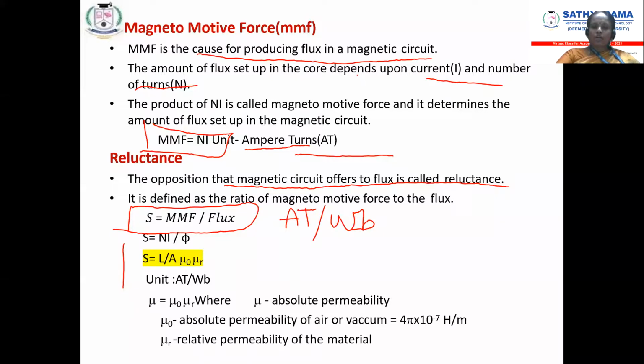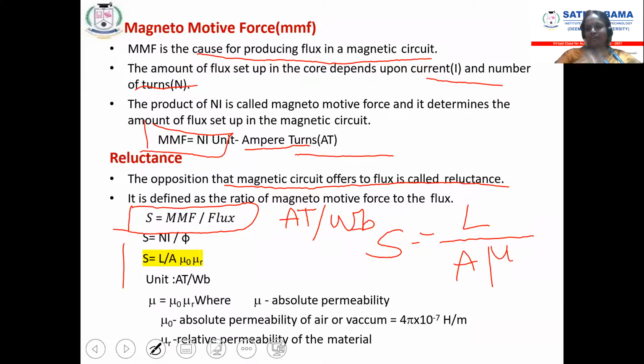Similarly, reluctance S also depends on the material. You take the formula L by A mu. L is the length of the core, and A is the area of the core, and mu is nothing but permeability. We will see what is permeability in the next slide. You have to take down this formula. Actually, there are two formulas for reluctance. One formula is mmf by flux, and another formula is L by A mu.